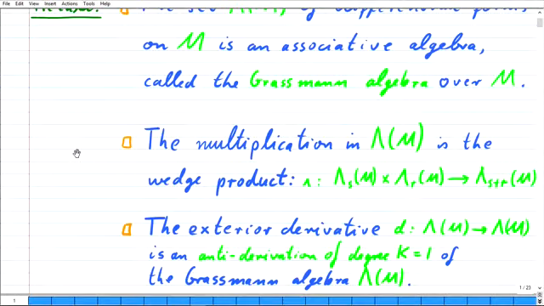Algebra is the wedge product. The wedge product is multiplying. If you use the wedge product to multiply an S form and an R form, you get an S plus R form. For example, the wedge product of two cotangent vectors in lambda 1 is a two-form, a differentiable two-form.